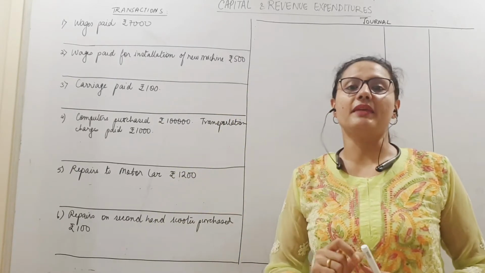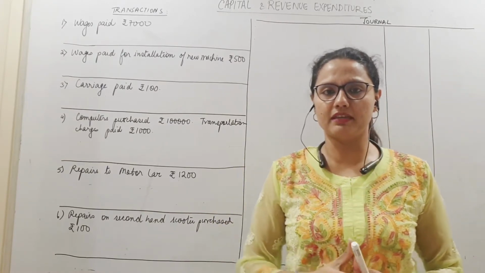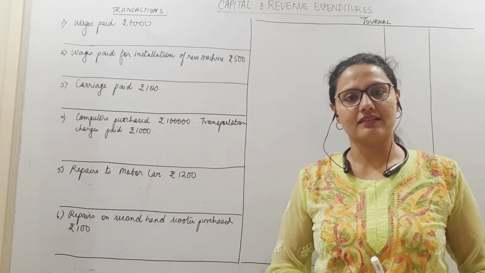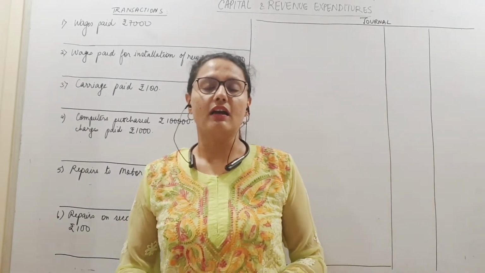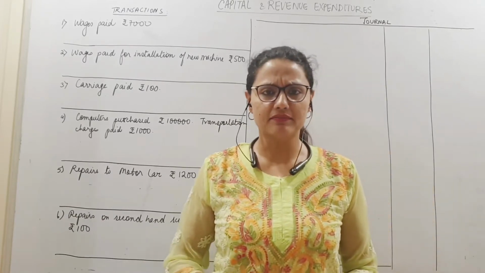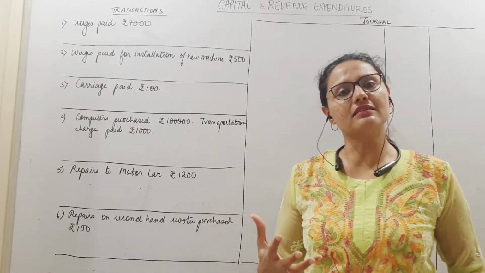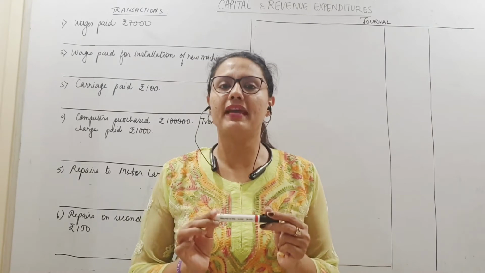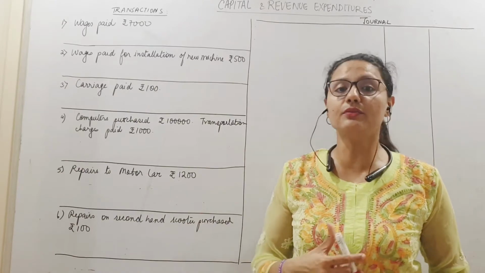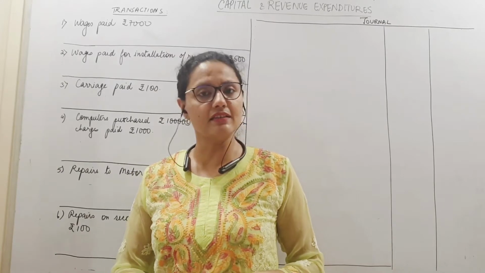Therefore, there is a need to make a distinction between the short-term benefits and the long-term benefits, the short-term expenses and the long-term expenses, right? Now suppose I buy a pen. I will use it for a month maybe, and then it's over. So it has lasted for a short period of time. So my expenditure on this pen would be called a revenue expenditure, because I keep buying pens, keep using pens, keep throwing pens once they are used, right?